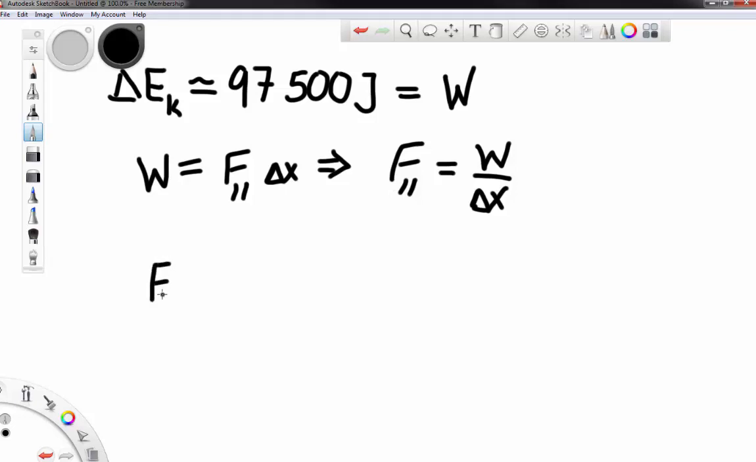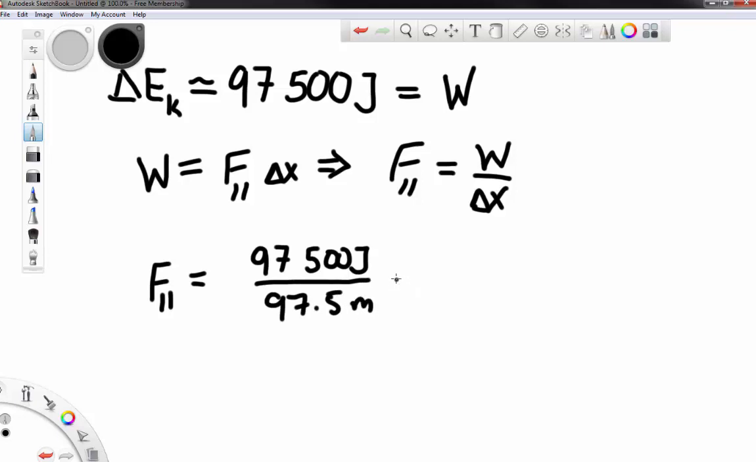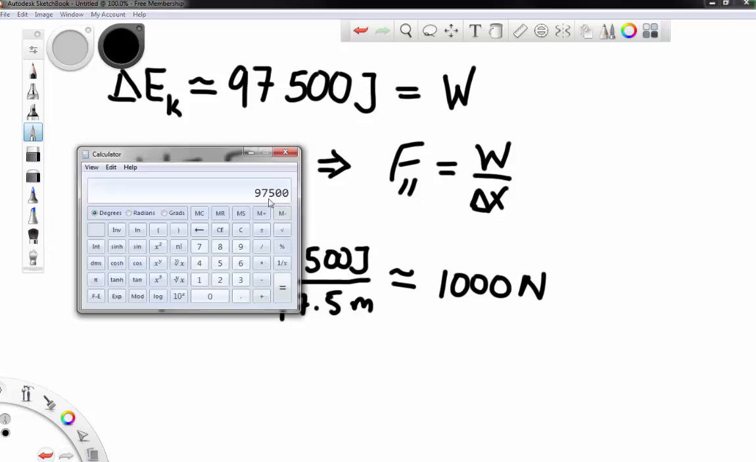In any case, what this means is that we have a force which is equal to 97,500 joules divided by 97.5 meters. Okay, so by my math, that's going to be 1,000 newtons. If you want to double check that with a calculator, 97,500 divided by 97.5 gives you 1,000.